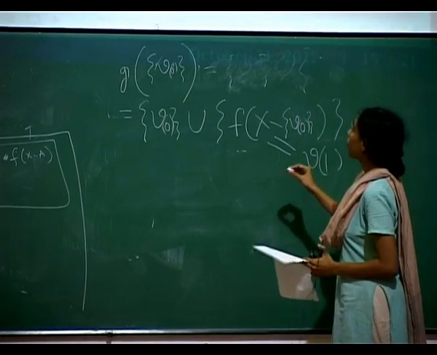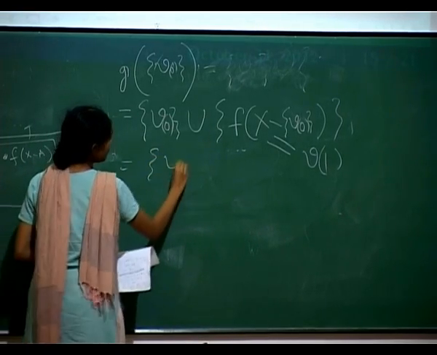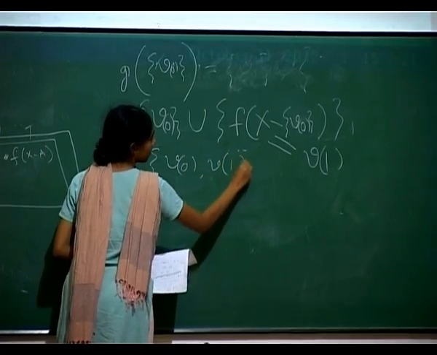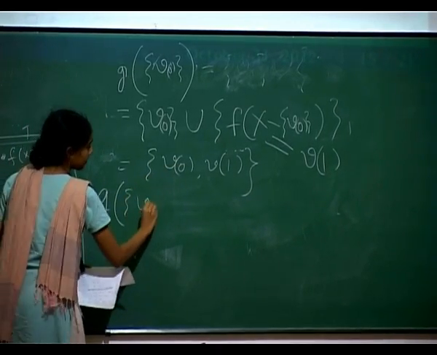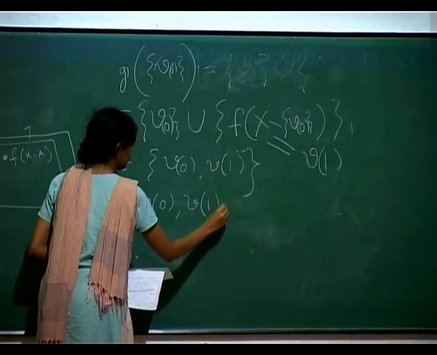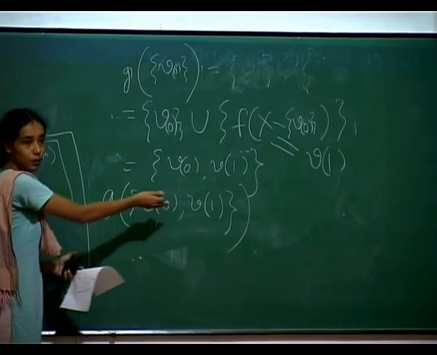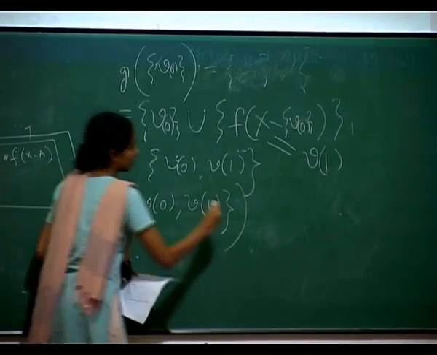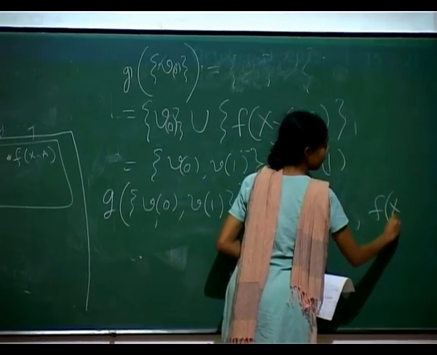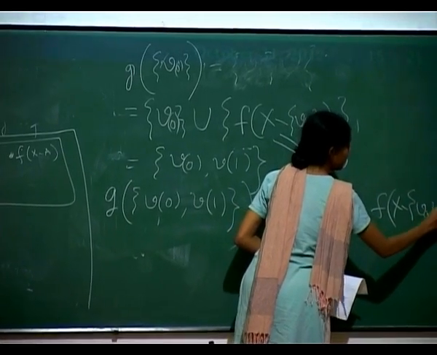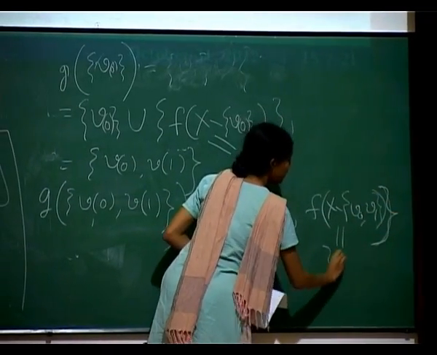So now what is G of this? This is really the set V0 and V1, union of 2 points. Now what is G of this set? That will be these 2 points and another point which is not equal to any of these. So that will be a set of 3 points. So it's V0, V1 and f of x minus V0, V1, whom I want to call V2.